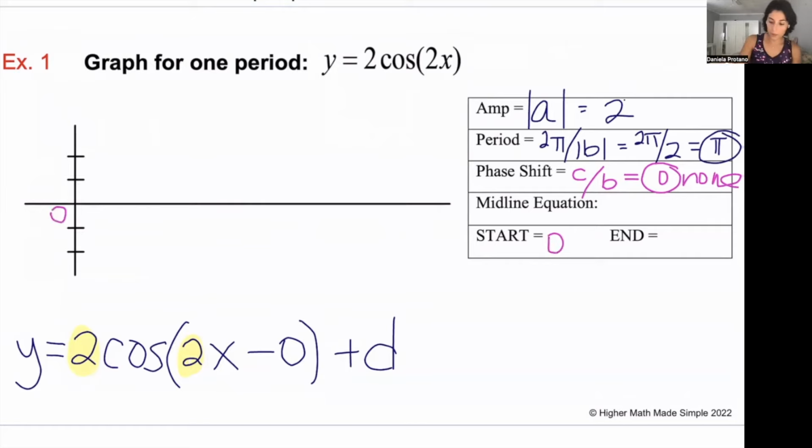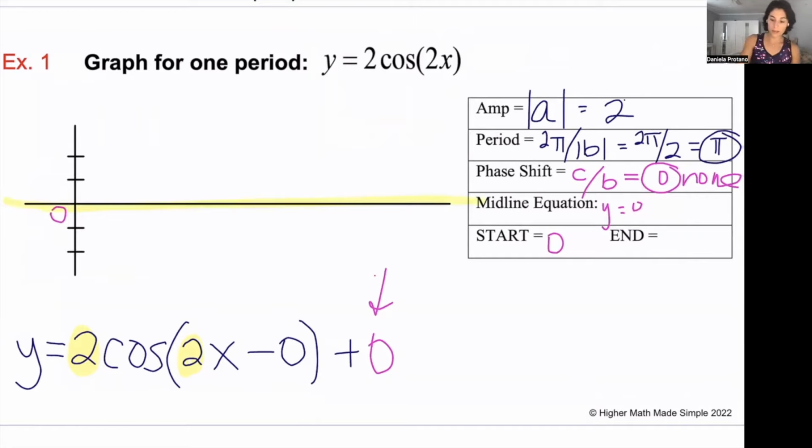Okay, and just really quickly, the midline equation is y equals d, and the d value, oops, I meant to write 0 here, and the d value is 0. So y equals 0 is the same thing as the x-axis. So this would be the midline.